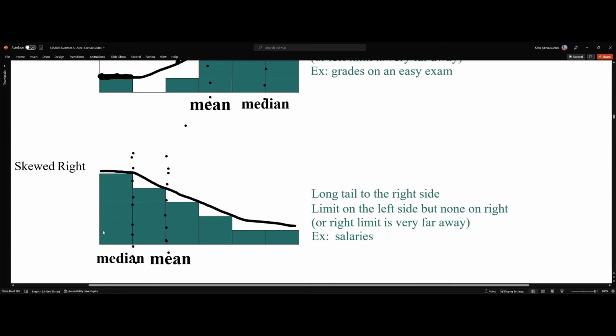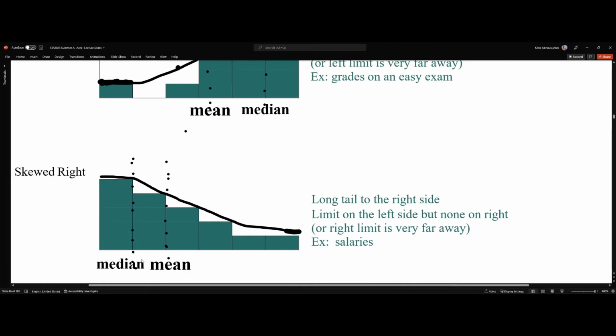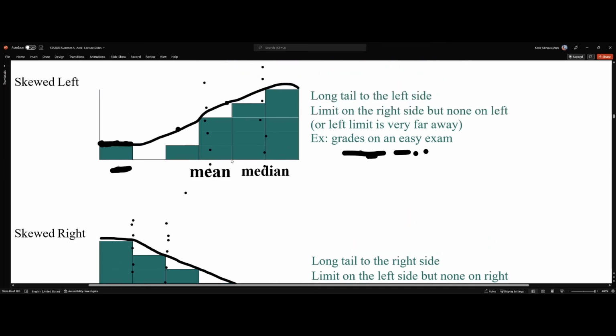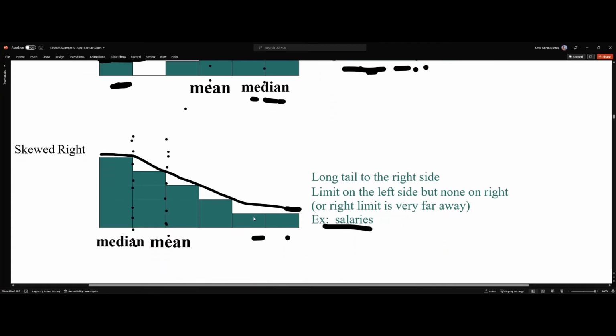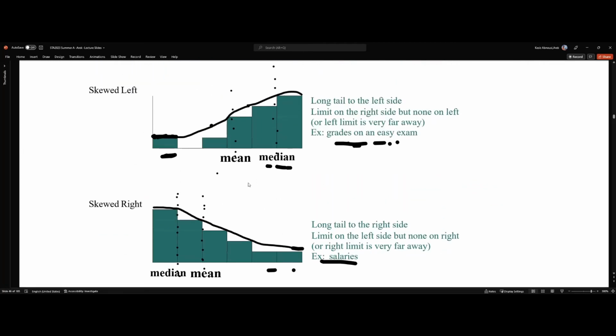The opposite is skewed to the right, where the tail is longer on the right side, and the mean this time is on the right of the median. An example can be salaries. That's because there are a few high salaries, while in a unit exam there are a few bad grades and everyone else has a good grade. This is skewed to the right, and this is skewed to the left.